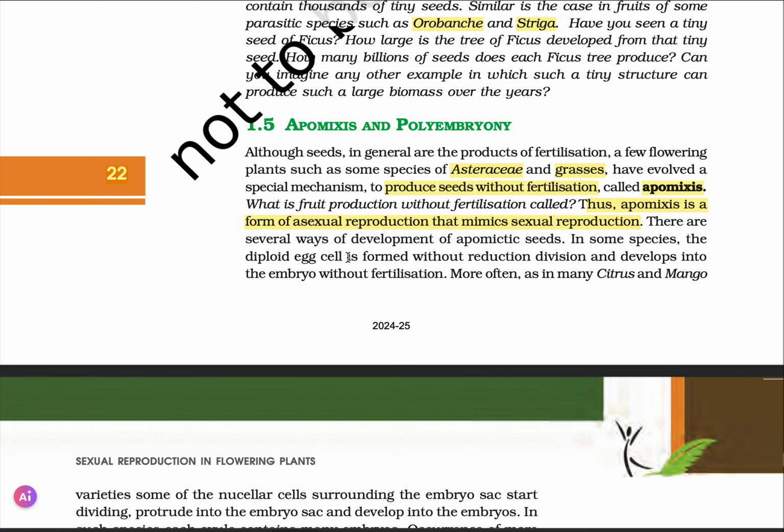In some species the diploid egg cell is formed without reduction division, which is meiotic division, that does not produce 4 cells. Later one remains, which then divides mitotically, then fertilization happens, then diploid.